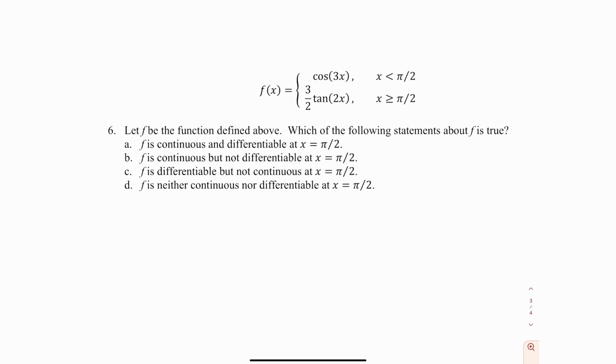Okay, let's take a look at number 6 here. Let f be the function defined above. Which of the following statements about f is true? Continuous differentiable, continuous not differentiable, differentiable not continuous, that's impossible, cannot happen. Neither continuous nor differentiable.